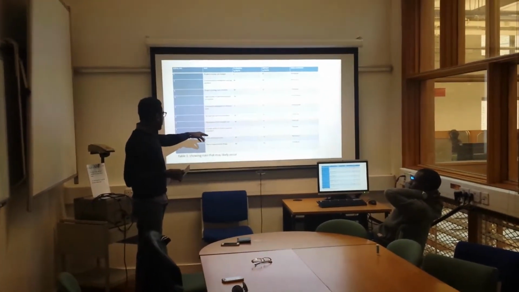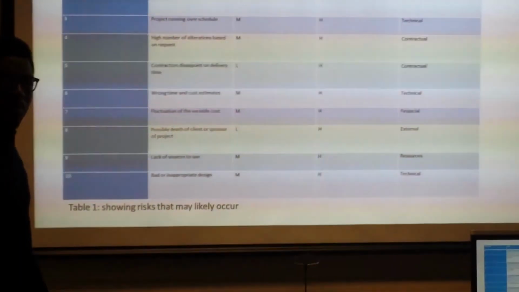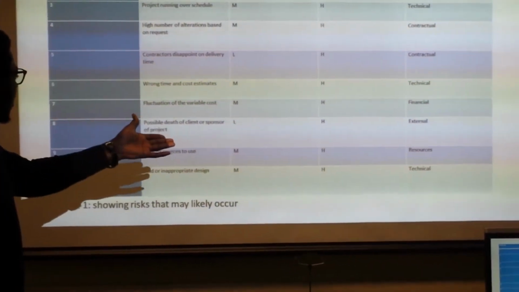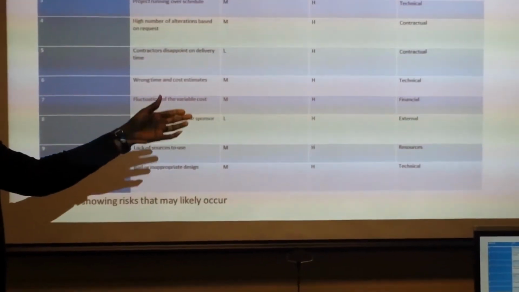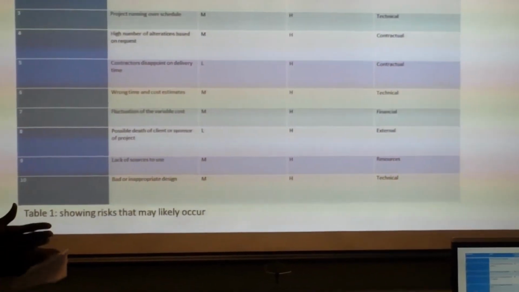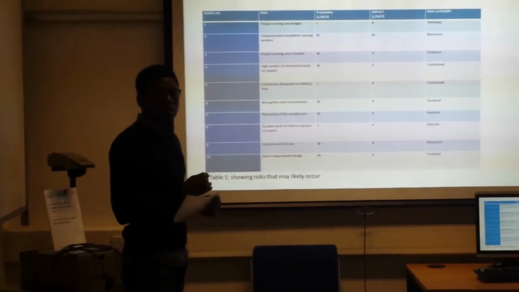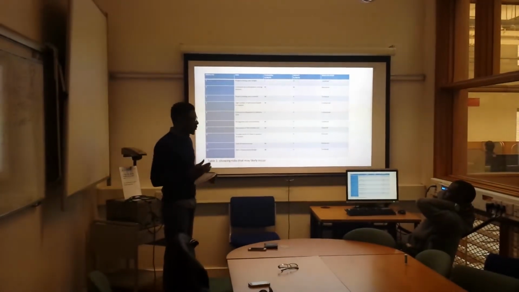Possibility of death of client or sponsor of project. This is a very, very, very important criterion in project management. The possibility of this happening is low, but the impact on the project is very high, because if your client falls down and dies, the project is completely over, because there will not be finance to continue the project.